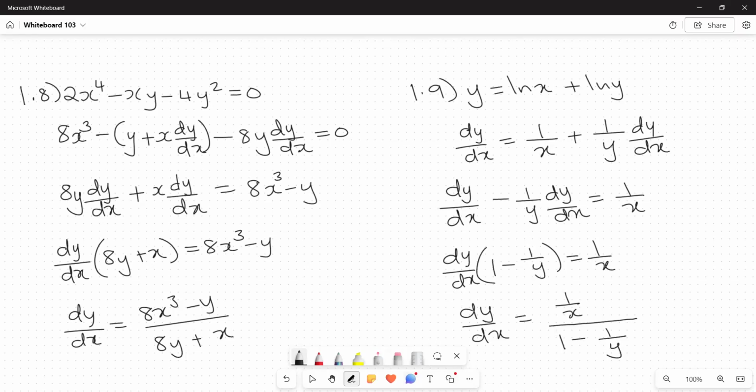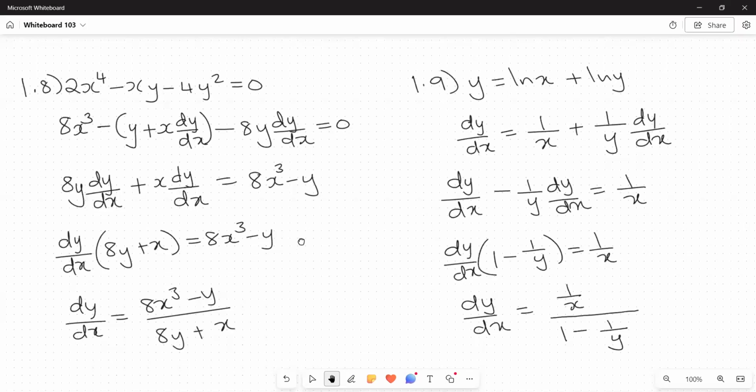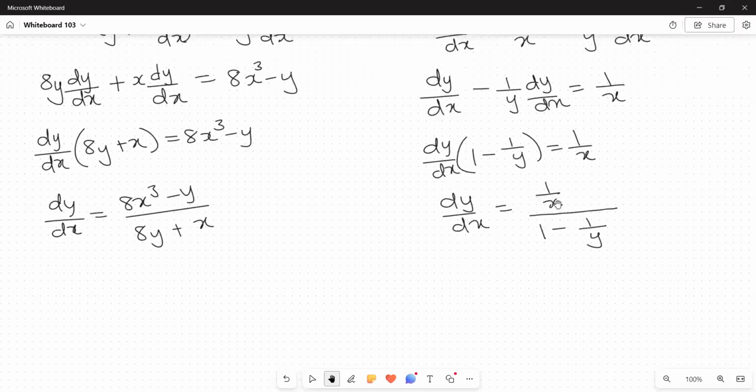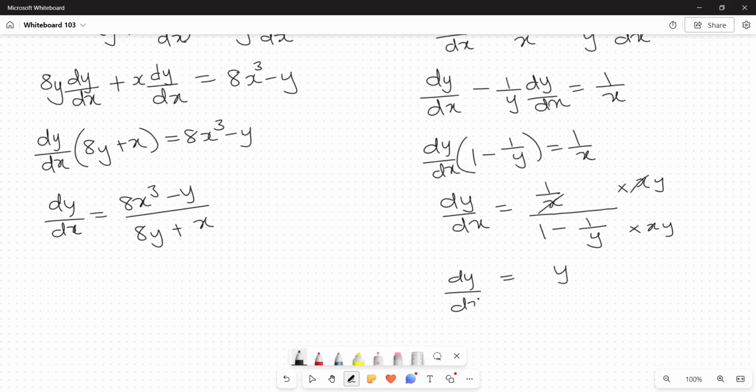Okay, and like I said, we don't like to leave our answers with fractions within fractions. So what I'm going to do is multiply the numerator by xy and the denominator also by xy. So here the x's will cancel and I'll be left with y. And here 1 times xy is xy, and then the y's will cancel. I have minus x.